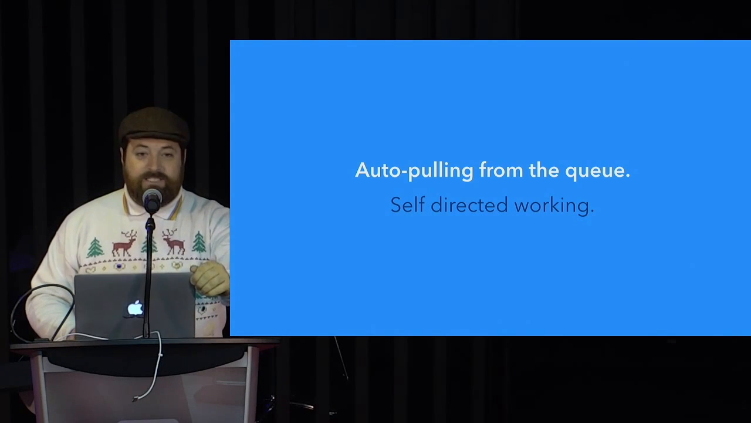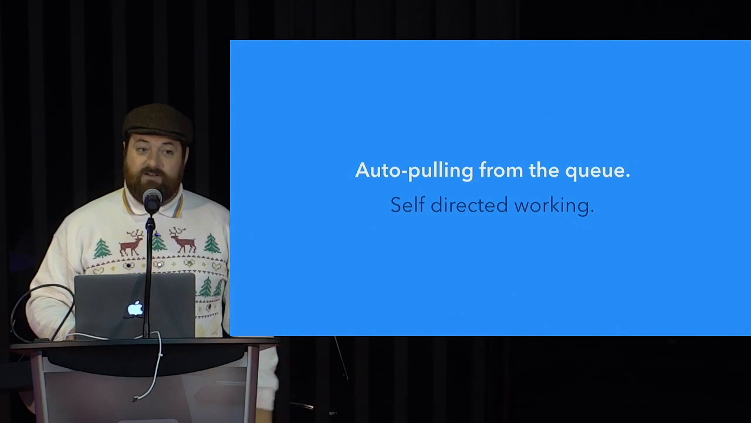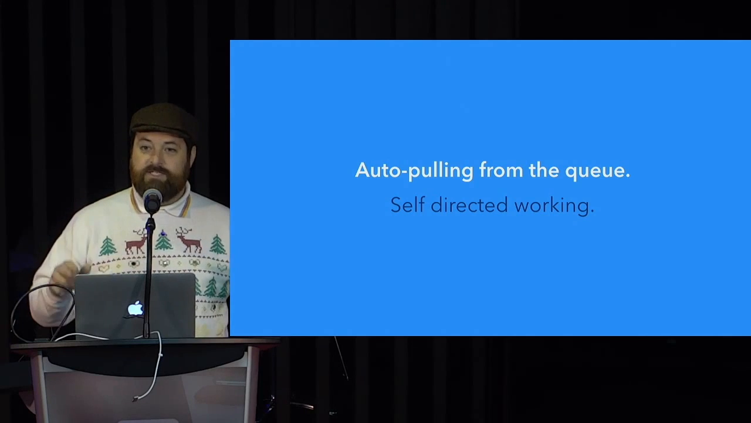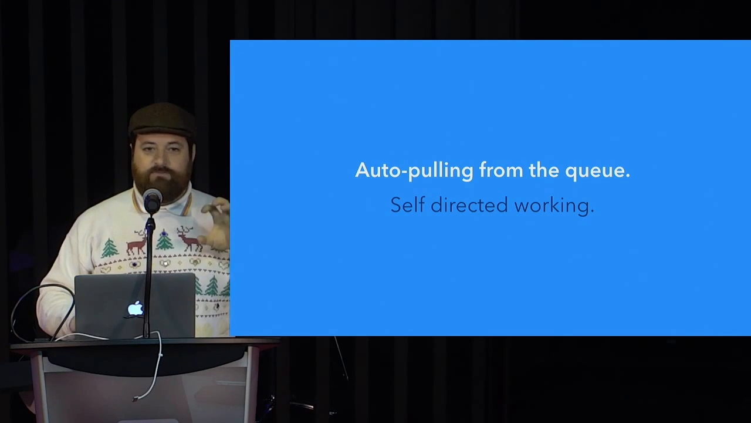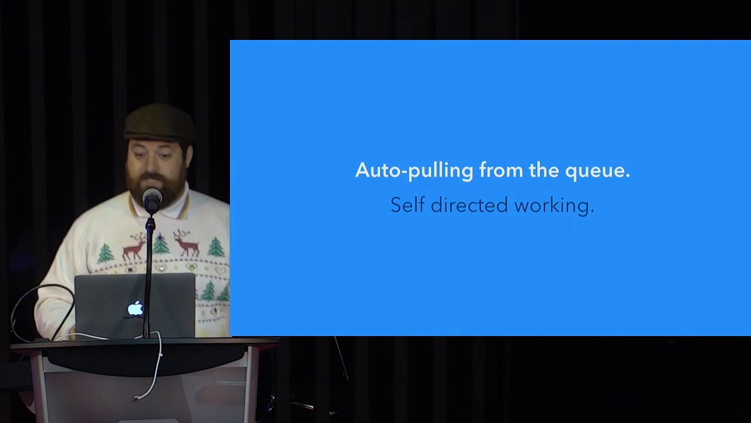Auto polling from the queue is a big deal so that people can be self-directed. They don't have to be told, they don't have to be given a to-do list. As soon as you're done with some work, you grab something else from the queue. That's a very different philosophy than how a lot of companies run.